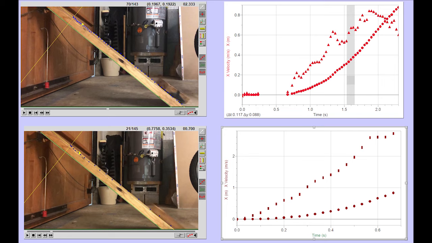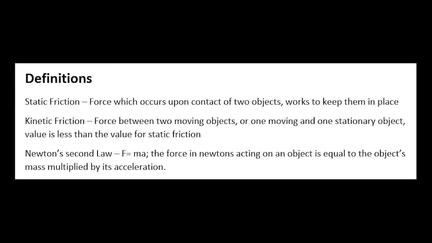After repeating the same process in Logger Pro for both trials, I came up with these two graphs shown above. Before we get into the analysis of these graphs, a couple definitions need to be cleared up. First off is the definition of static friction, which is a resistive force which occurs upon contact of two objects and works to keep them in place.